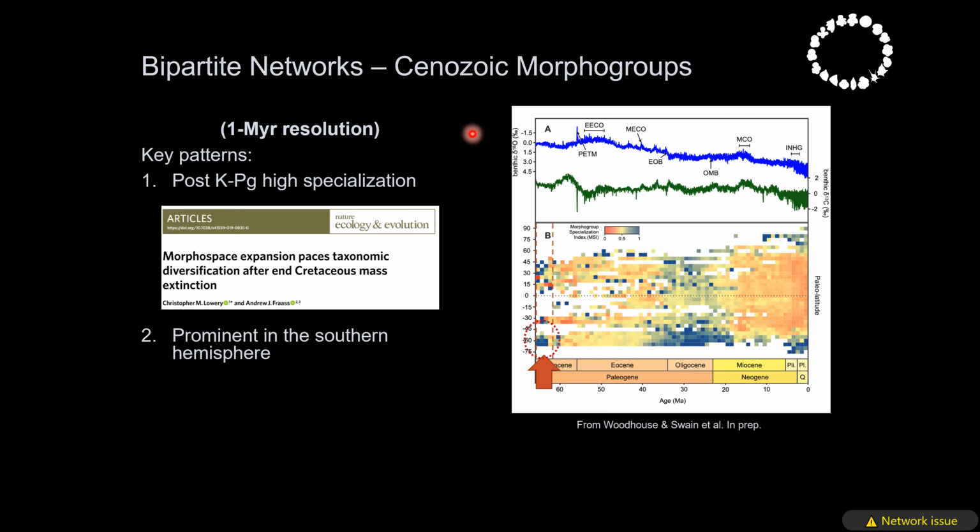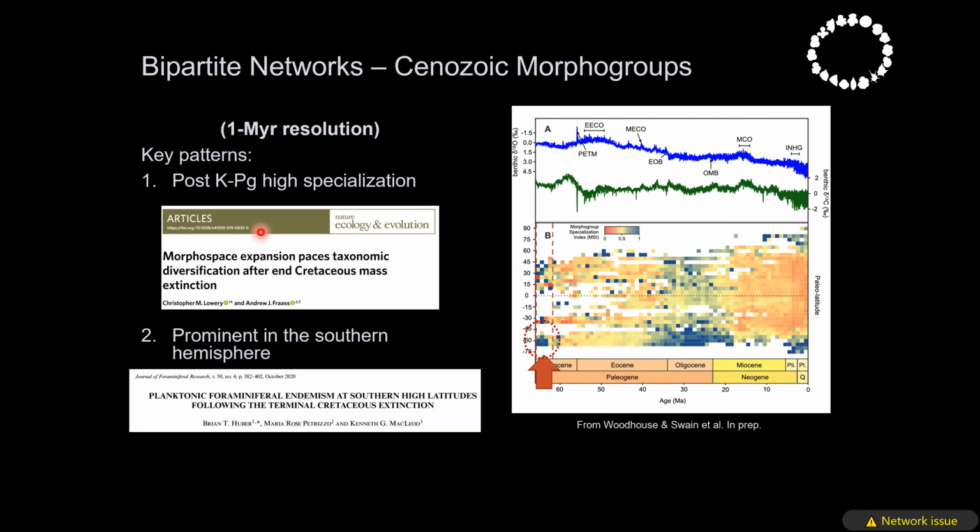And it also appears that in the southern hemisphere specifically, there's very high specialization, which may be due to the fact that, following the KPG extinction, Brian Huber et al. showed that there appears to be very high endemism within the southern high latitudes following the mass extinction.